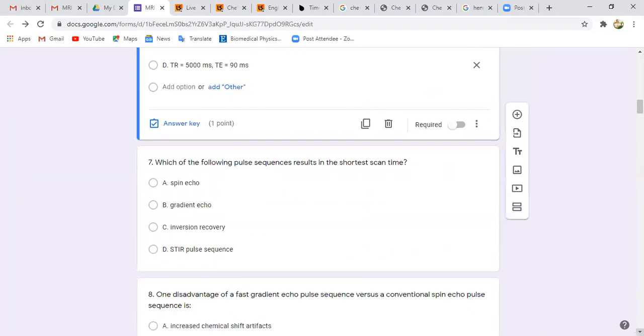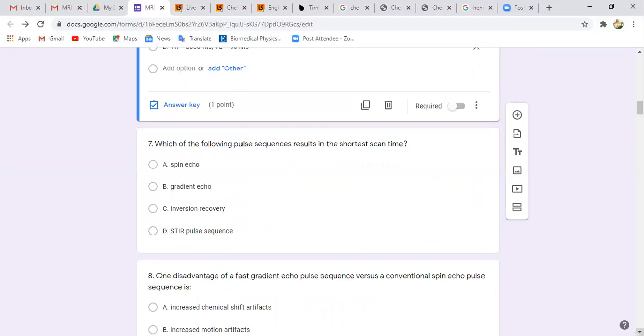Look at the following screen: which pulse sequences result in the shortest scan time? Of course, this is a giveaway question. Let's have B. Yes, sir.